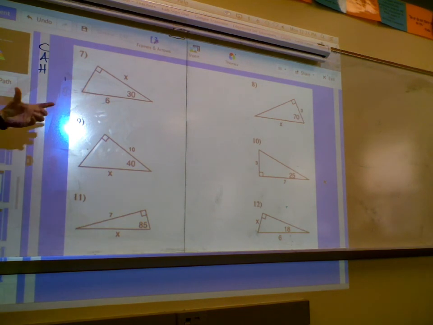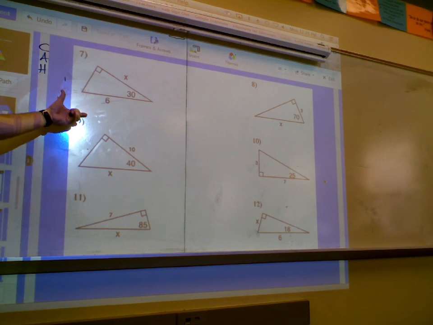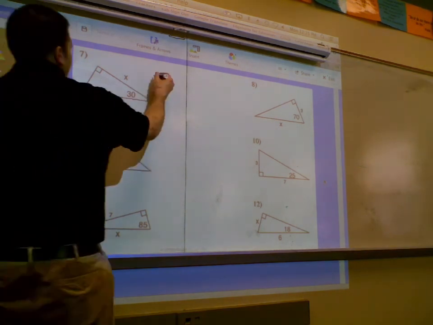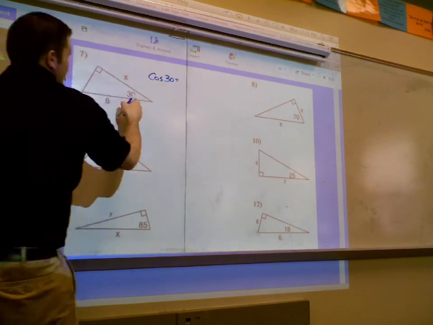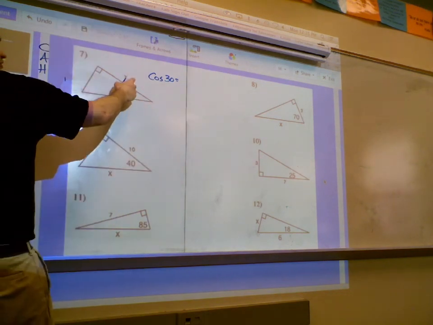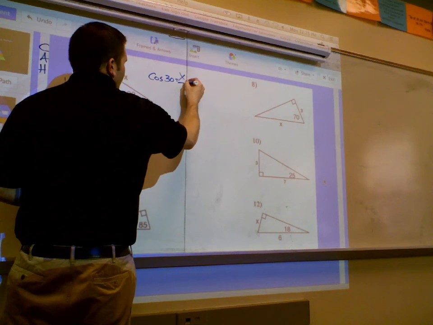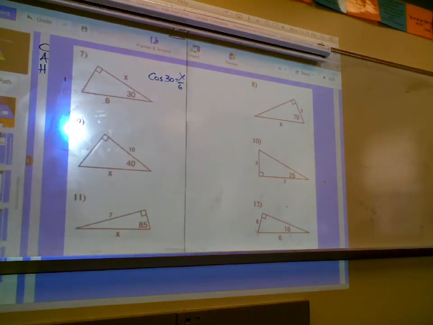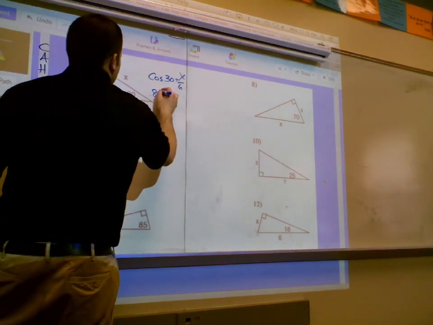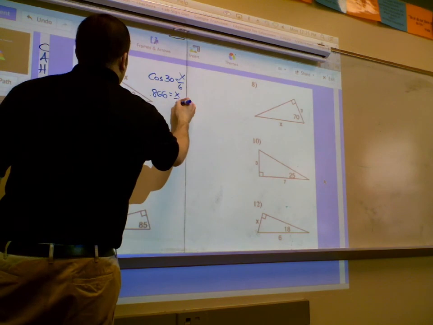So my theta here is what again? 30. So we have cosine of 30 equals adjacent, x over 6. Mr. Kuhn is right on cue. Perfect. He's right on cue. He's shouting. Okay. What's cosine 30? 0.866. So 0.866 equals x over 6.